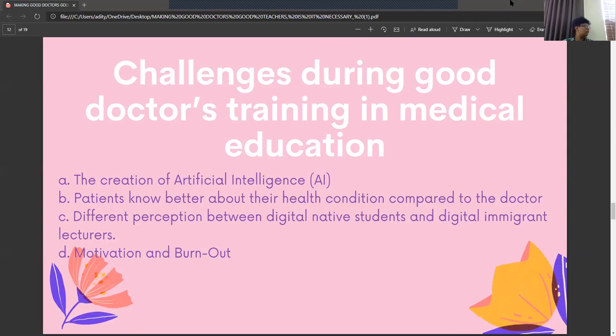Okay, so the next one is different perception between digital native students and digital immigrant lecturers. The continuous development of technology creates quite a large gap between digital native students and digital immigrant lecturers. Digital native students would rather use the internet as a learning platform where they can easily find diverse information at any time and anywhere. On the other hand, most lecturers in medical school are digital immigrants. Therefore, it requires proper collaborative learning between students and lecturers. It is important for lecturers to understand and follow existing technology, considering the fact that nowadays most activities are carried out online. And the last one is motivation and burnout.